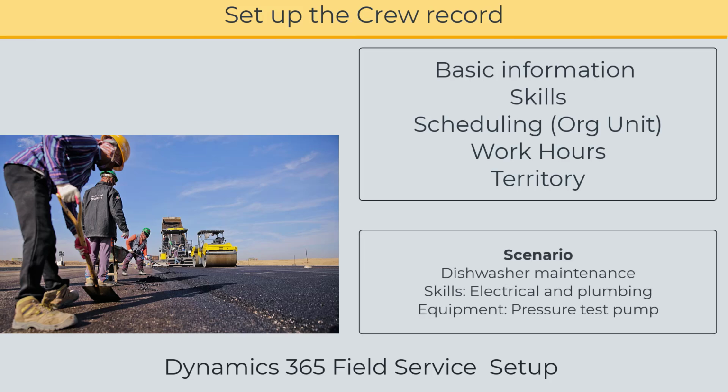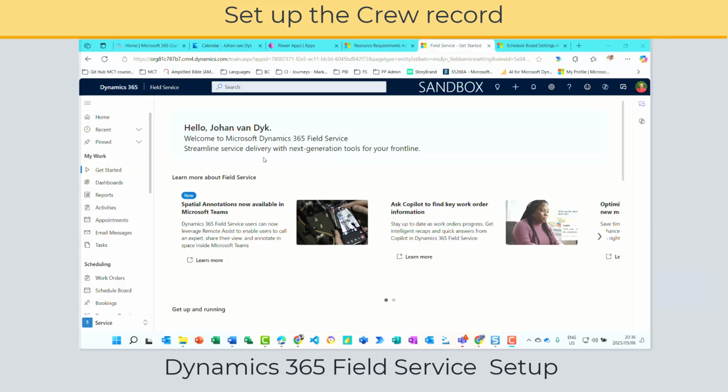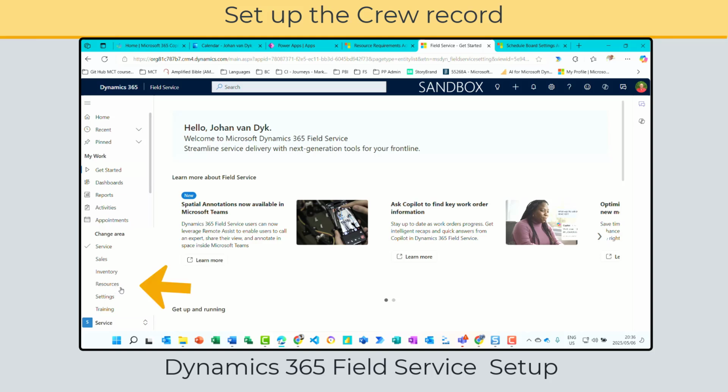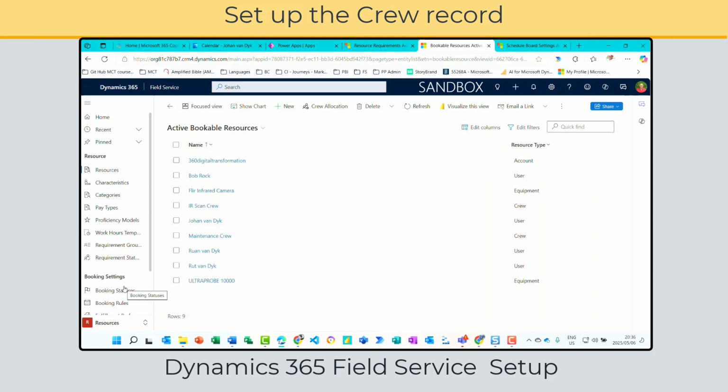to the crew. In the sample scenario, I will set up a team responsible for the maintenance on industrial dishwashers. Team members need electrical and plumbing skills to be able to get the job done, and in this case, each team member is a specialist in either electrical or plumbing work. So at minimum, we need 2 members in the crew. Of course, we also add a piece of equipment to complete the crew, and here we are going to add a pressure test pump.